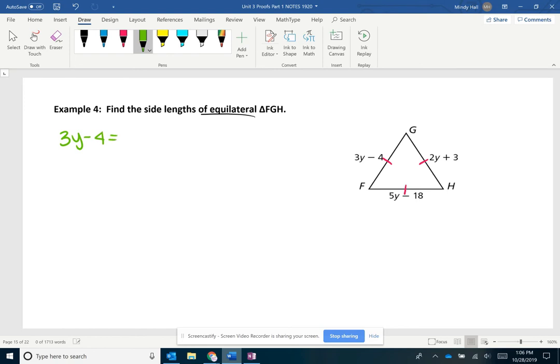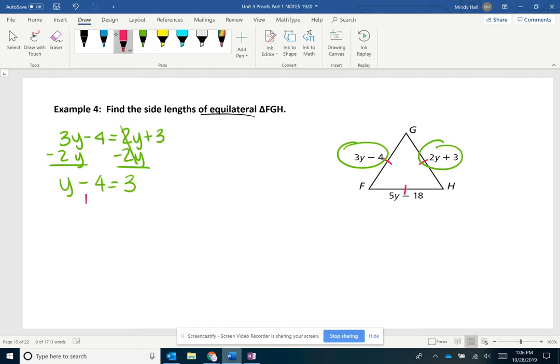So I'm just going to take this 3y minus 4 equals 2y plus 3, and we're going to solve by subtracting 2y, which would give us y minus 4 equals 3. Then we would need to add the 4 to both sides, which gives us y equals 7. And if y equals 7, we can just plug that in.